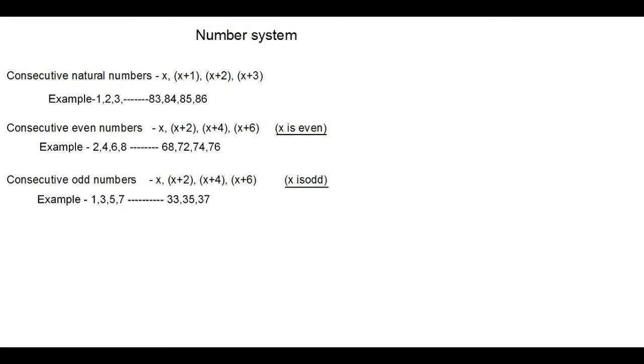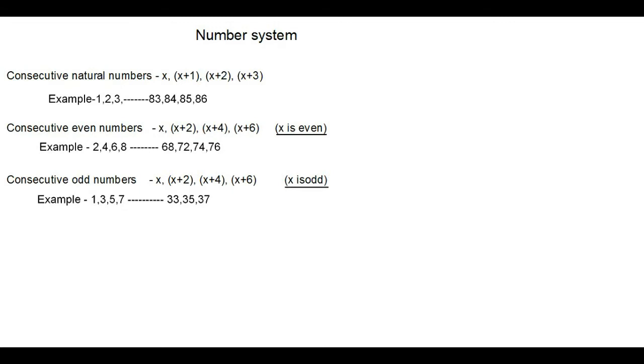And these can be represented as x, x plus 1, x plus 2, x plus 3 and so on. For example, 1, 2, 3, 4. These are consecutive natural numbers. Why? Because we find that these are all in a row, 1, 2, 3 and 4 without any gap. So these are called consecutive natural numbers, or they can be called successive numbers. Similarly, 83, 84, 85, 86, even these are consecutive natural numbers or successive numbers.